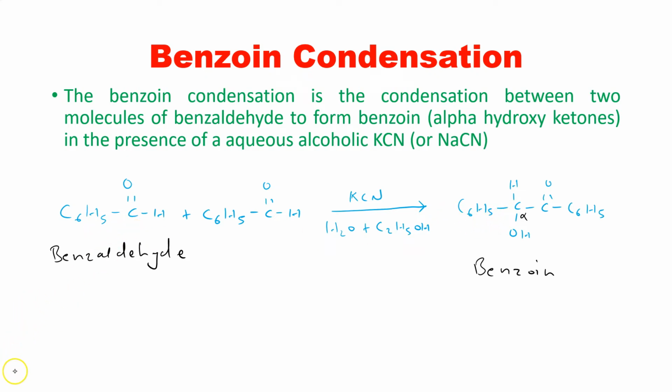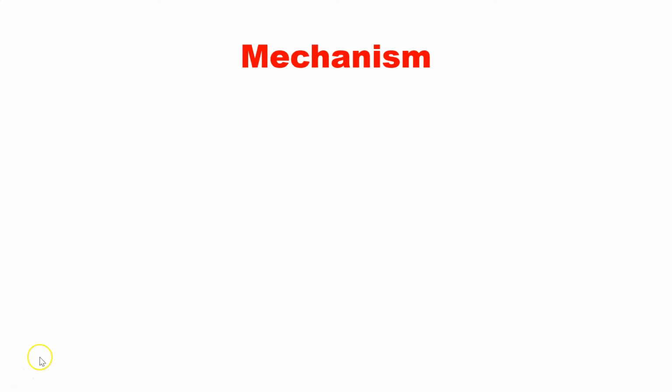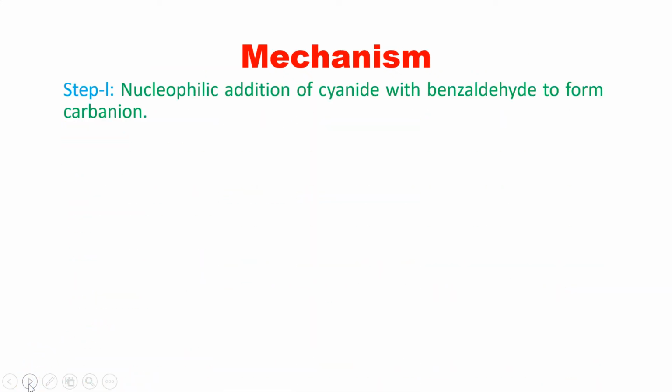Now we'll see the mechanism of the reaction. In the mechanism, the first step is nucleophilic addition of cyanide with benzaldehyde to form a carbanion. See, all the reactions that we are seeing in these carbonyl compounds are nucleophilic addition reactions. So in the first step, benzaldehyde. I will draw the structure of benzaldehyde. It contains an electron deficient carbon and an electron rich oxygen, as it has a pi bond in between. So this pi bond will break and the cyanide will attack.